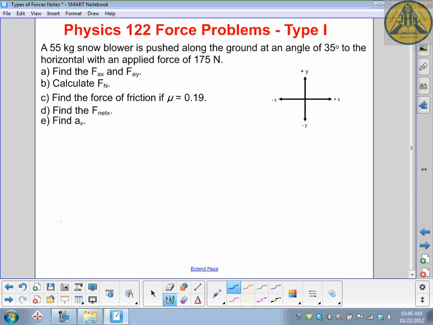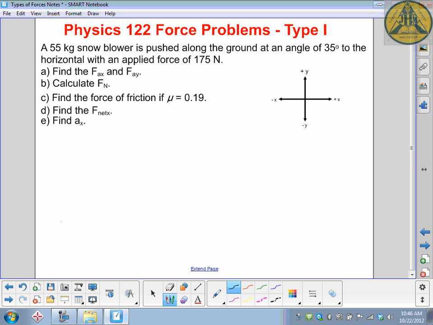We're working on three types of problems that involve forces breaking up into components. This is a type 1 problem. A 55 kilogram snowblower is being pushed along the ground at an angle of 35 degrees to the horizontal with an applied force of 175 newtons.